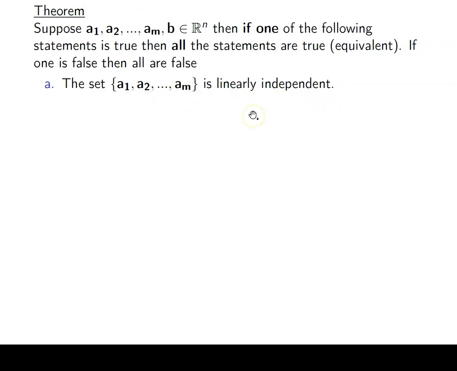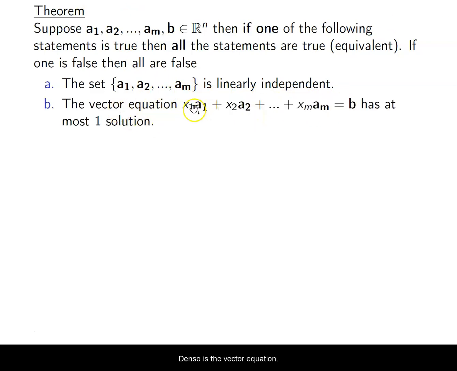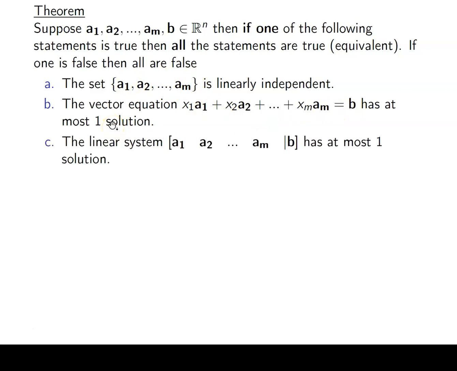So the first thing is that the set of vectors is linearly independent. If that's true, then so is the vector equation created by those vectors equaling b having at most one solution. If they're linearly independent, then any vector equation created by those is true as well. The linear system created by those column vectors with b as the right-hand side will have at most one solution. Now this should make sense because these are basically the same thing.